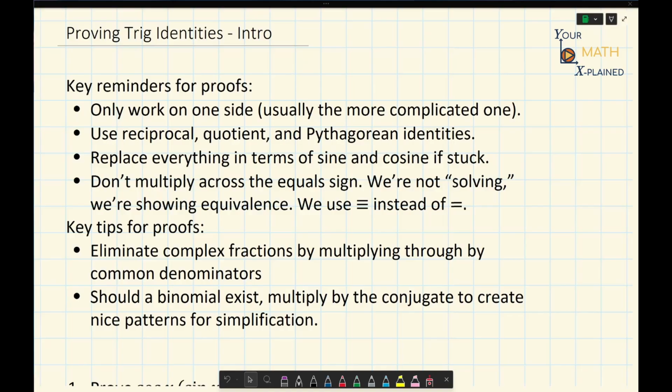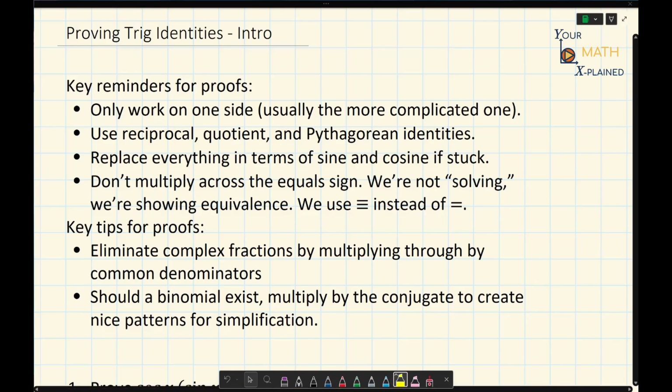Before we jump in, here are some key reminders for proofs. We want to work on only one side, and it's usually going to be the side that looks a little bit more complicated. We can use all the tools at our disposal, which up to now, we have reciprocal, quotient, and Pythagorean identities. And if you ever get stuck, you can always replace everything in terms of sine and cosine. And lastly, don't multiply across the equal sign because we're not actually solving for anything here. We're showing equivalence. And you'll notice that we're going to be using something that looks like the equal sign, but is not. It actually has 3 parallel bars instead of 2.